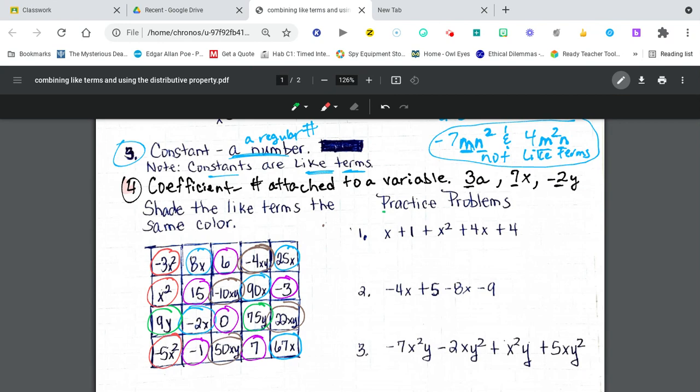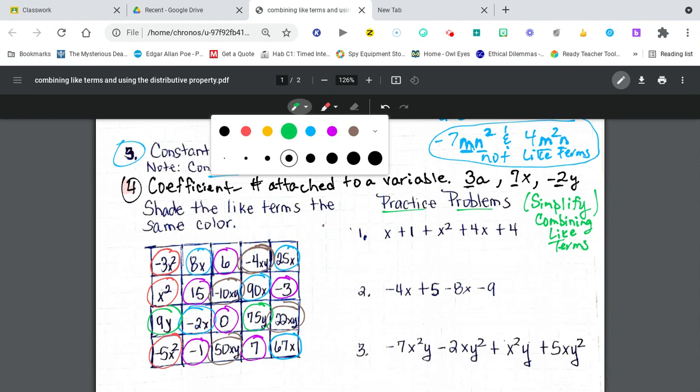All right, so we have some practice problems here. So with the practice problems, we're going to simplify. Simplify means we're going to take this long thing that has multiple terms and make it smaller, or we combine terms. So that's why we say we're going to simplify by combining like terms. Combining like terms make the problem smaller or more concise, shorter.